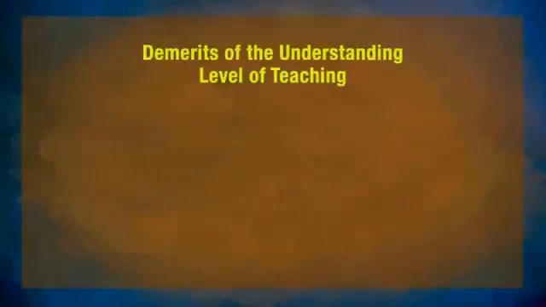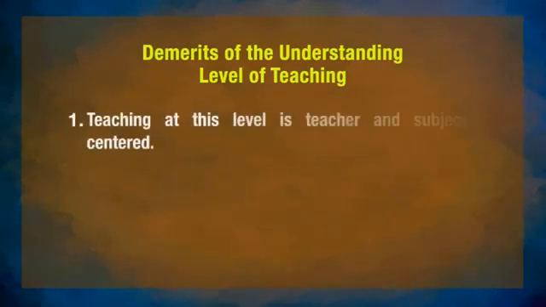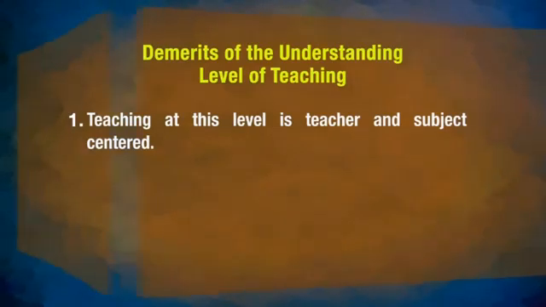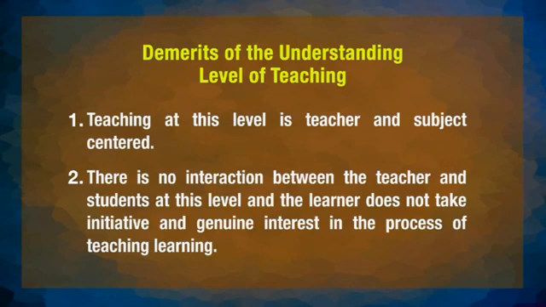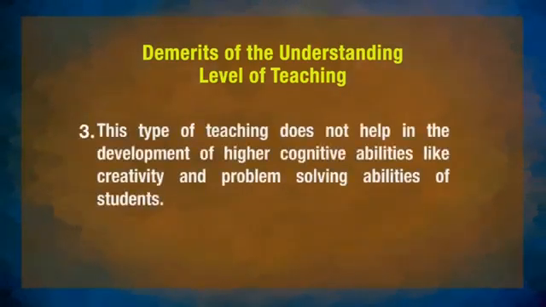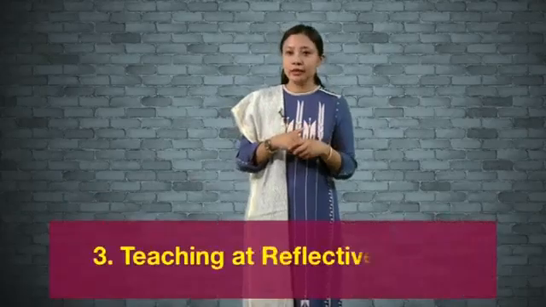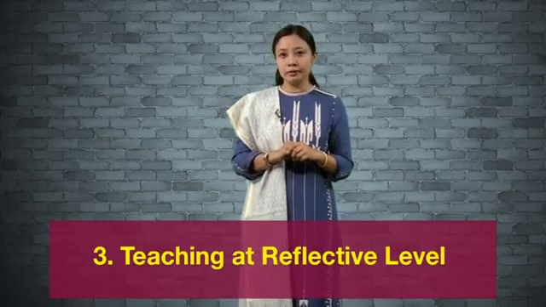There are some demerits of the understanding level of teaching. Number 1, teaching at this level is teacher and subject centered. There is no interaction between the teacher and the students at this level, and the learner does not take initiative and genuine interest in the process of teaching learning. This type of teaching does not help in the development of higher cognitive abilities like creativity and problem-solving abilities of students.